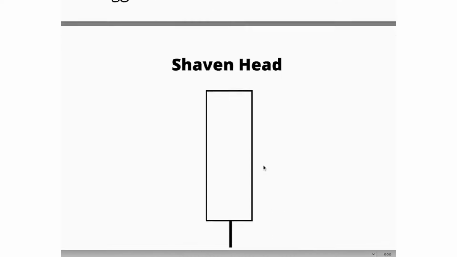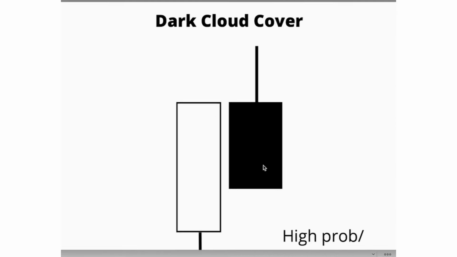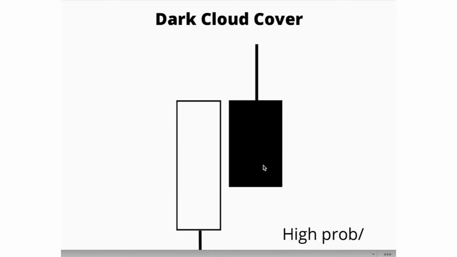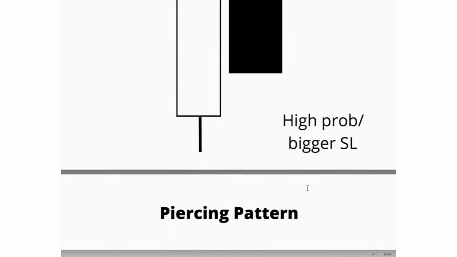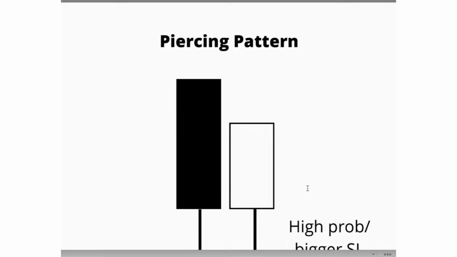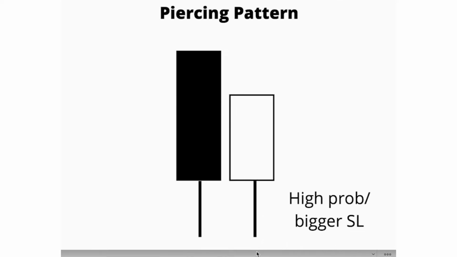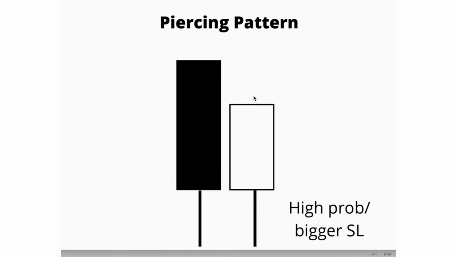And that's it, really. So just to recap, let's go to the top. Dark cloud cover. So bullish candle followed by a bearish candle, closing more than halfway down. High probability. Very good pattern. I love it. But a bigger stop loss. So you're going to have to think about your position size in that case. Piercing pattern, exactly the same thing, but from the bottom up. High probability, but a bigger stop loss. Same sort of thing. These are two of my favorites.